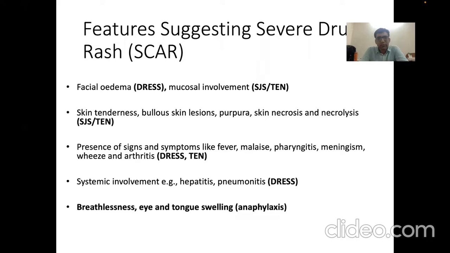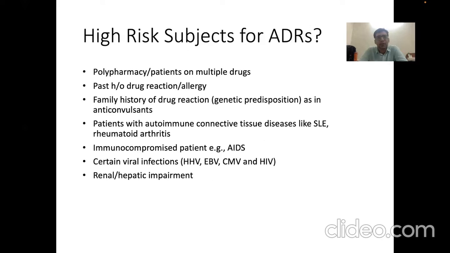So in a severe cutaneous drug reaction, you can see facial edema, mucosal involvement, bullous skin lesions, skin necrosis, purpura, and systemic symptoms like fever, malaise, pharyngitis, wheeze, arthritis, hepatitis, breathlessness. Eye and tongue swelling can be seen in anaphylaxis.